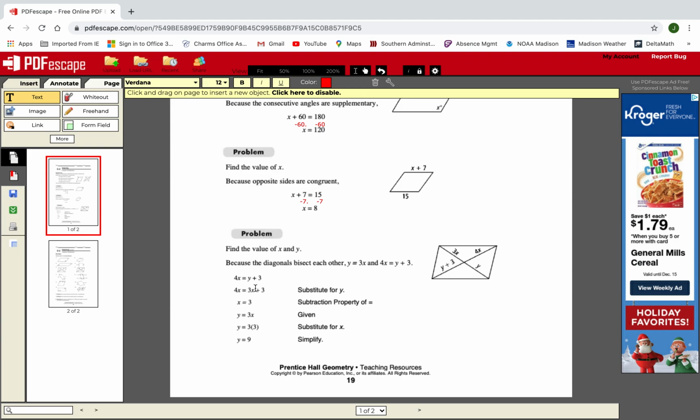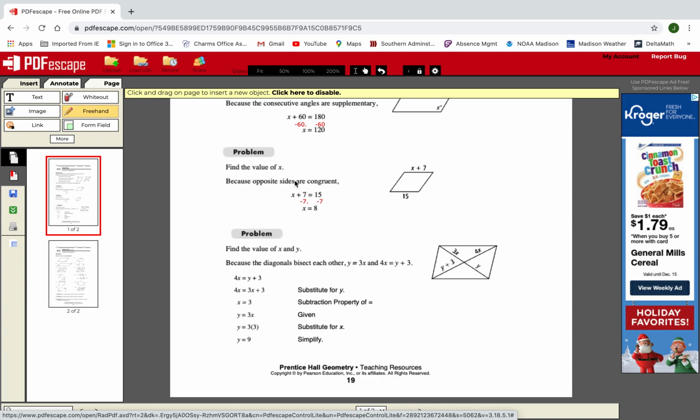So I'm going to draw a little bit here to try to help make this make a little more sense. Some of you may be wondering where they got this information. Well, since the diagonals bisect each other, that means that this segment is equal to this segment, which is y, so 3x equals y right there. And the two segments of the other diagonal are also congruent, which is y, so 4x equals y plus 3. So they took this equation, 4x equals y plus 3, and this equation, y equals 3x, and they simply substituted in the 3x, since it equals y, for y. And that's how they got 4x equals 3x plus 3.